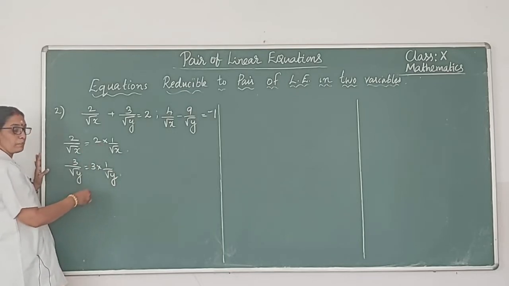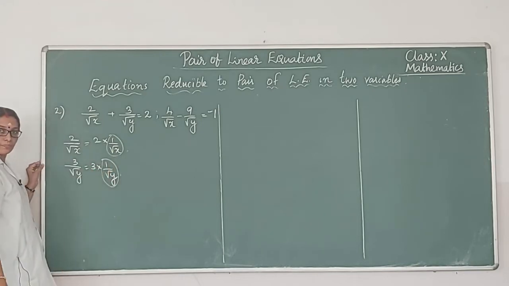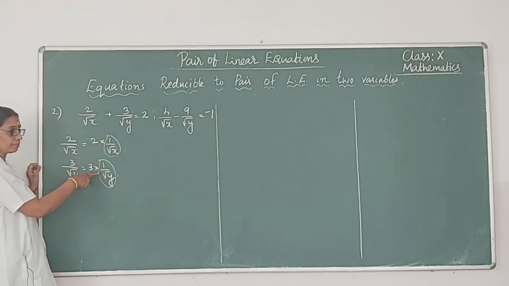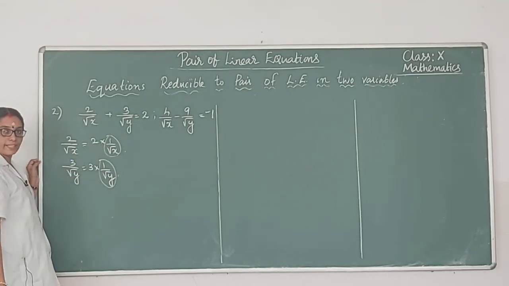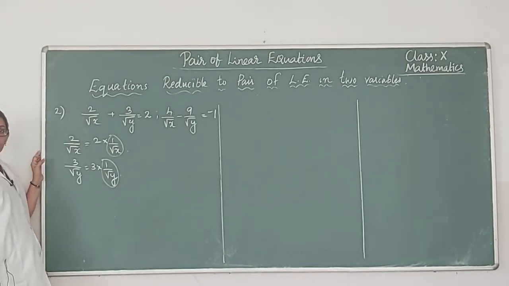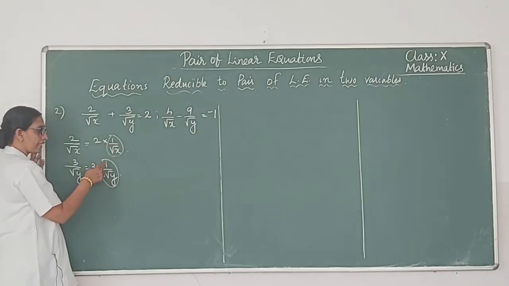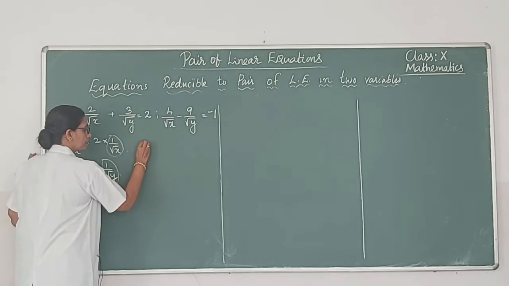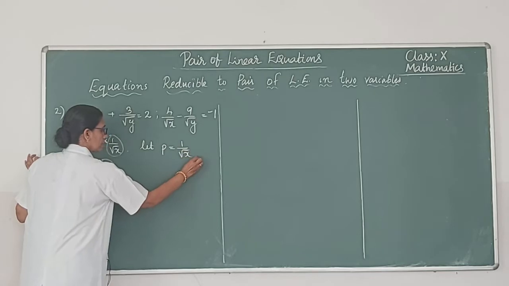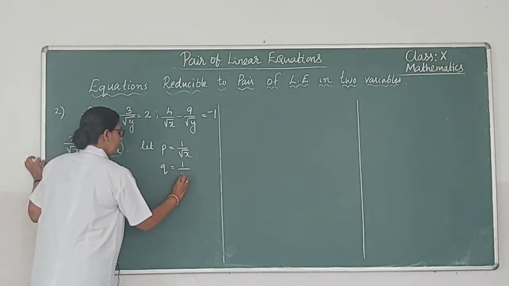So here the variable part is 1 by root x and here 1 by root y. So we have to give substitution for this variable part. Okay, what substitution we can give? Any letter here, let me give P and Q. Okay, so for 1 by root x we can give P. So let P is equal to 1 by root x and Q is equal to 1 by root y.